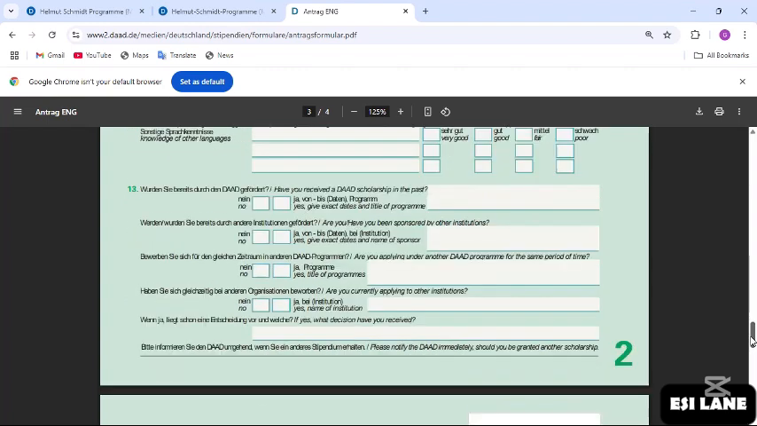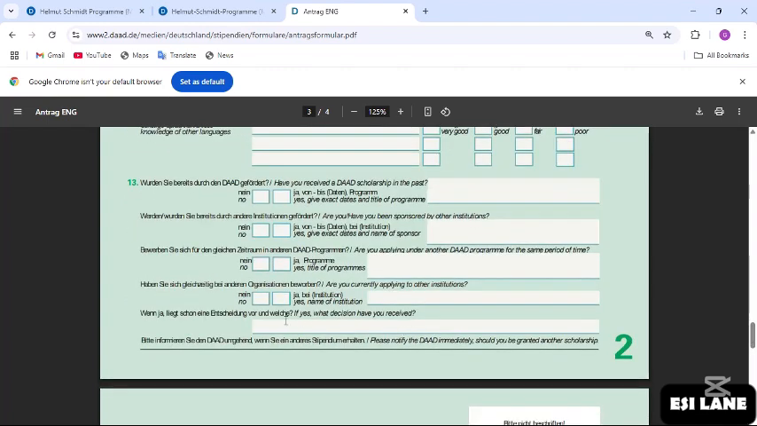Then, are you currently applying to other institutions? If yes, the name of the institution. So if you're applying to other institutions, you write the name of the institution here. And if yes, what decision have you received? Have you received a yes from them or a no? So if you're not applying to any institution, you can just leave this part blank. Then down here it says, please notify the DAAD immediately should you be granted another scholarship.